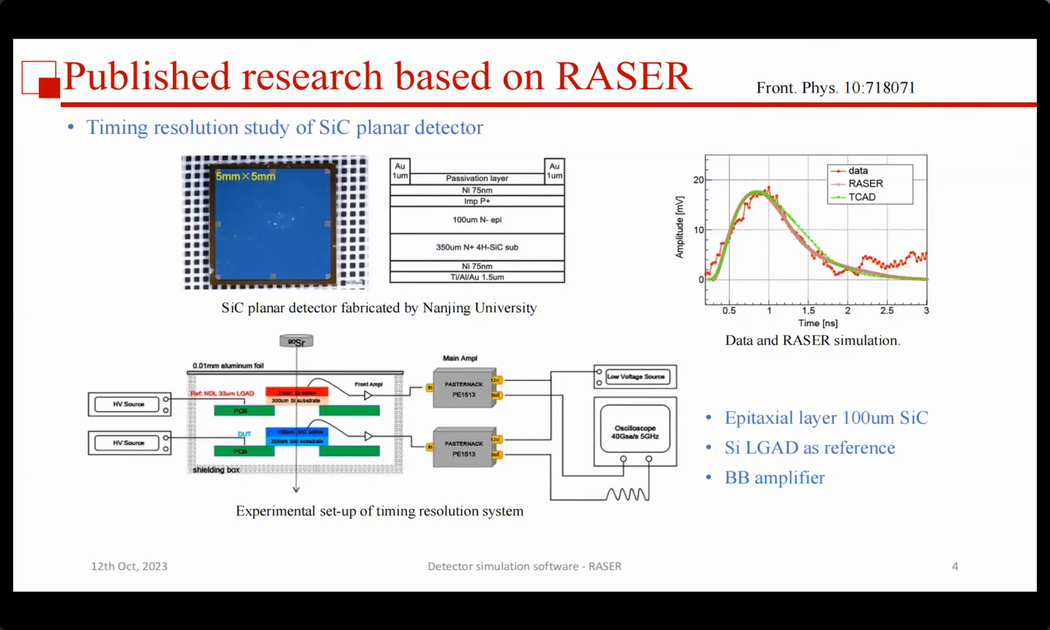We have some research based on RASER published. As you can see here, we study the timing resolution of a silicon carbide planar detector fabricated by Nanjing University. The epitaxial layer is 100 micrometers. And this is the experimental setup of the timing resolution system. Two detectors are placed vertically along the direction of charged particles from the beta source. One is the detector we are concerned with, and the other is a reference detector with good timing resolution.